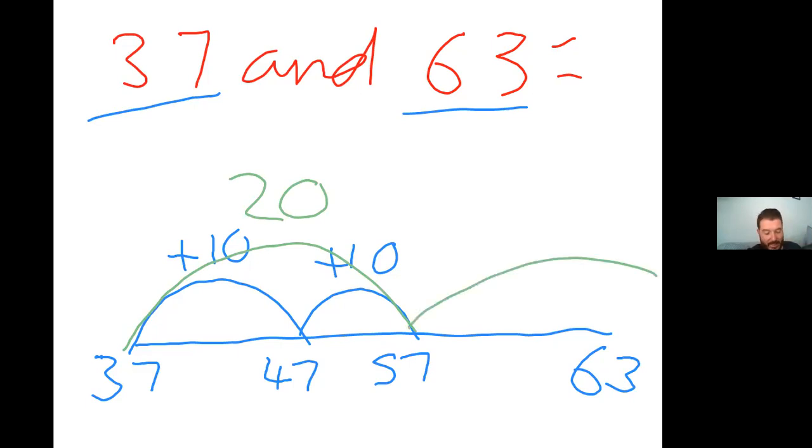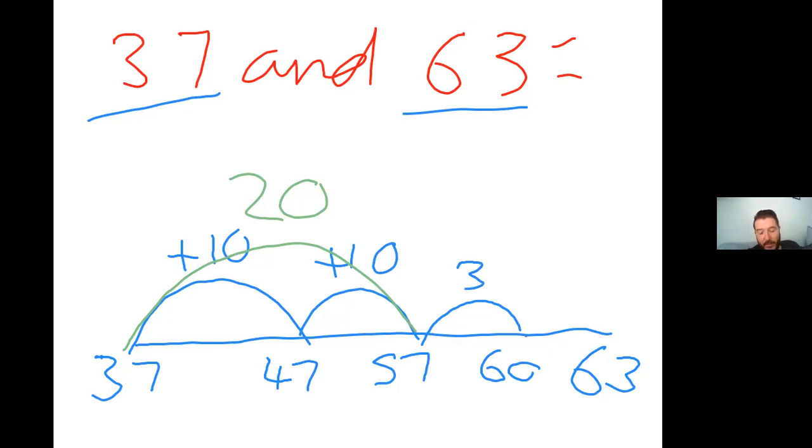And I don't want to go past 63. I want to stop at 63. So I'm going to rub that part out because I don't want that, do I? Instead, what I'm going to do is a jump to take us to the next 10. And the next 10 is going to be, what's the next 10 after 57? 60. And if you know your number bond, 7 add 3 is 10. So that would take me to 60.